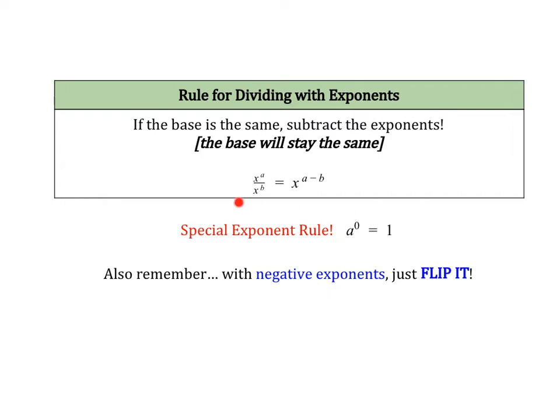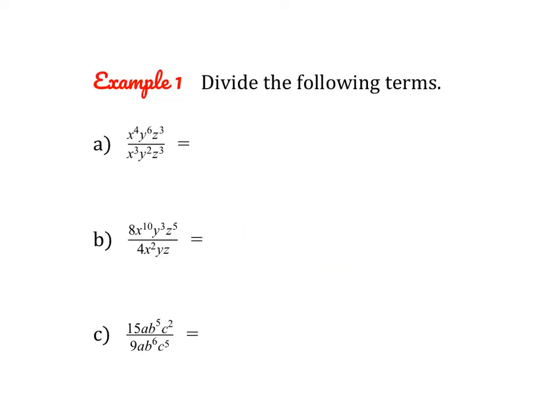I do want to remind you of a few special exponent rules. First, any base to the power of 0 is always 1. So we're going to remember that. And also, if you have an answer with negative exponents, we're going to make sure we flip it so that term no longer has a negative exponent. We never leave a final answer with a negative exponent.